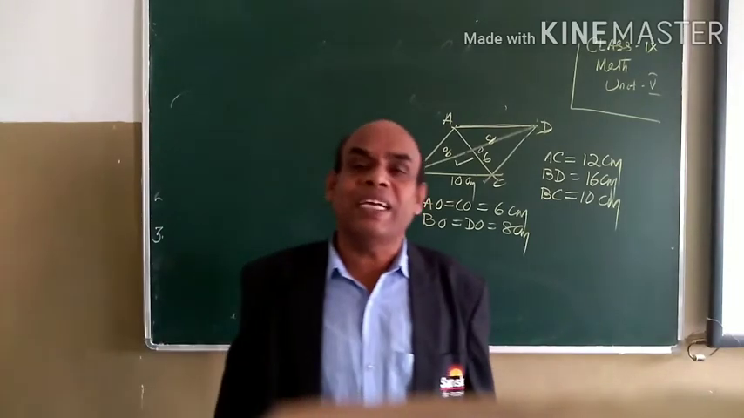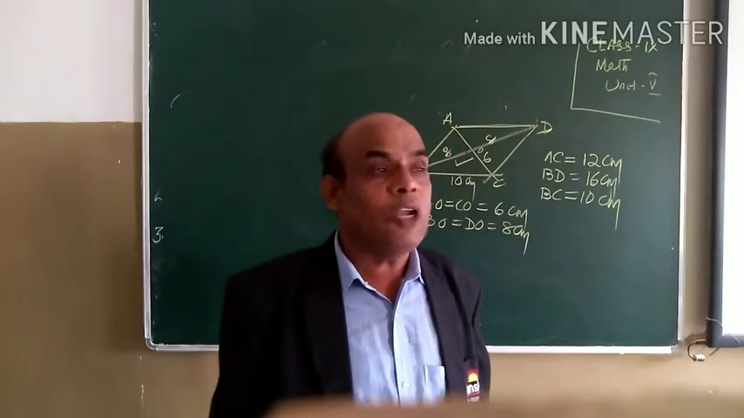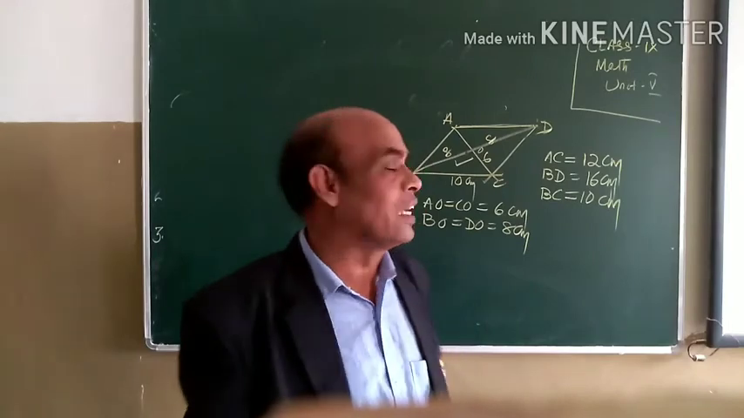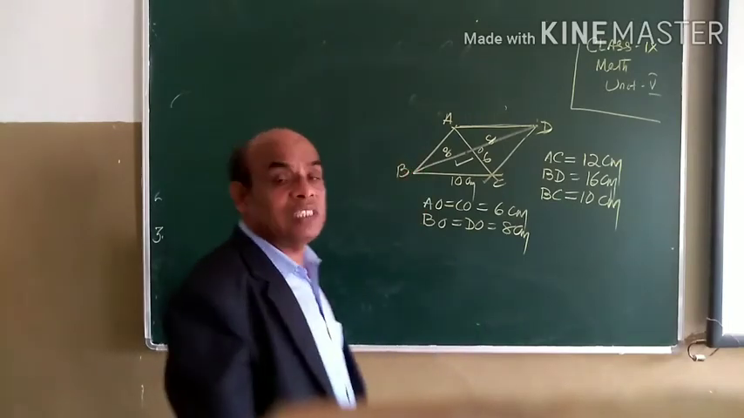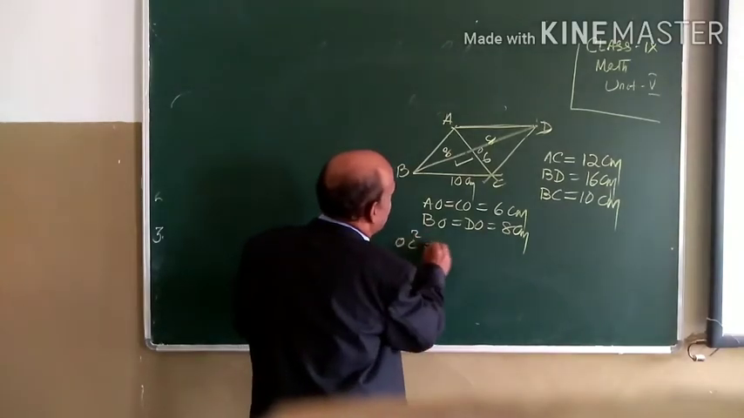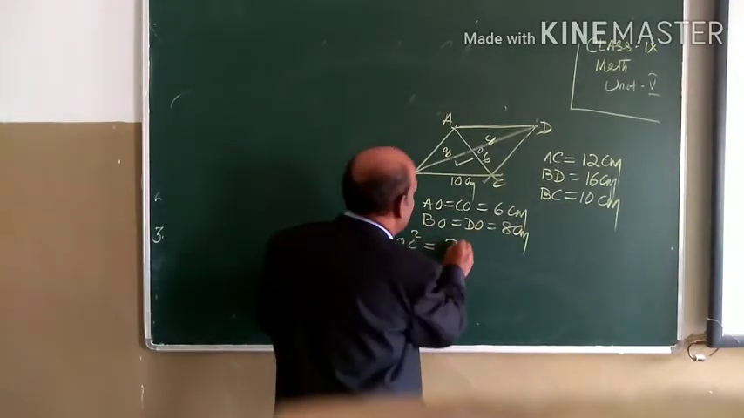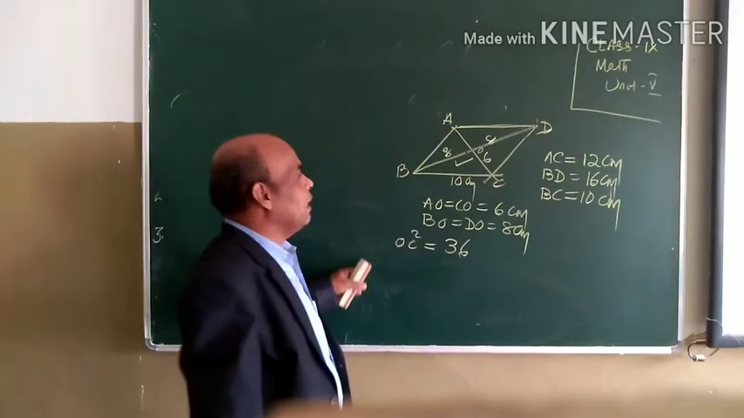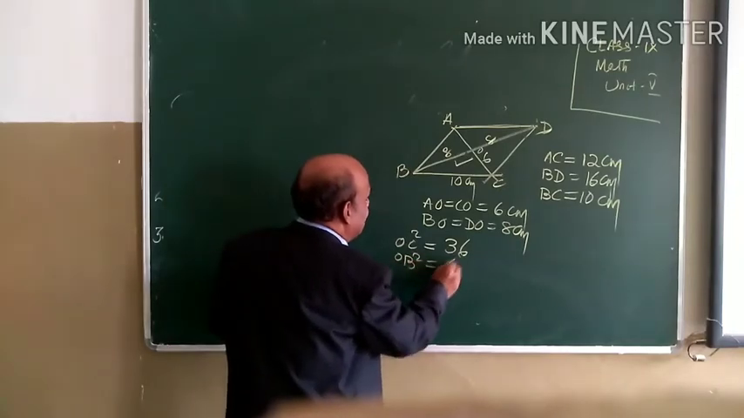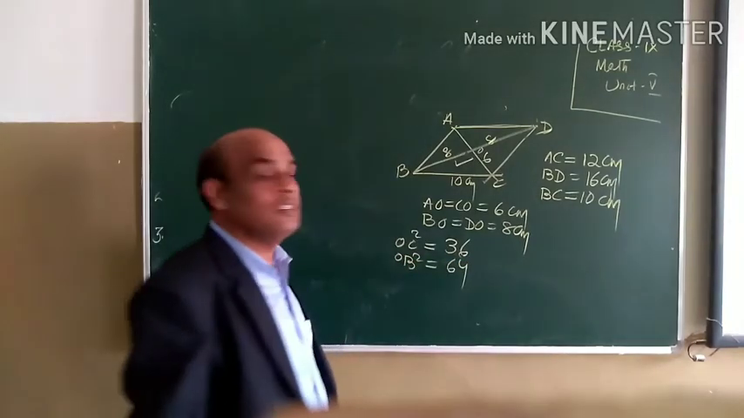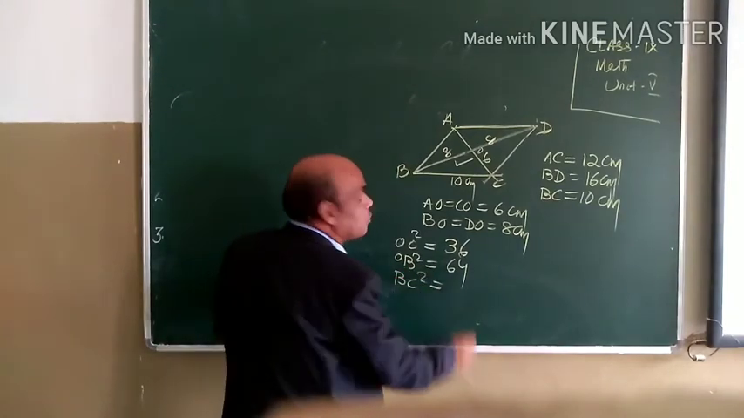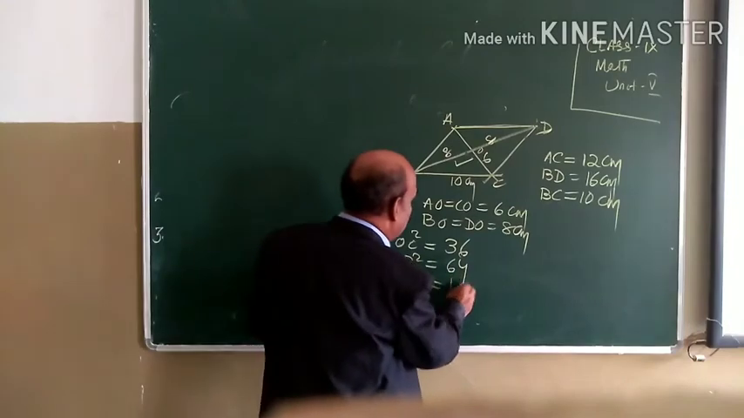Is OBC a right angle triangle or not? If not a right angle triangle, then we will test for a scalene triangle. So now you see in OBC triangle, what is the value of OC square? OC square is equal to square of 6, that is 36. What is the value of OB square? OB square is equal to square of 8, 64. And what is the square of BC? BC square is equal to square of 10, that is equal to 100.